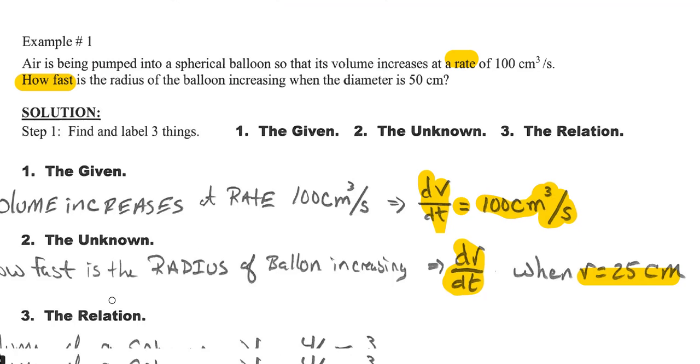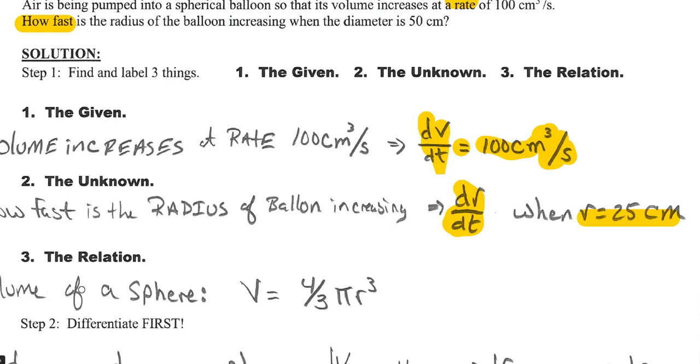Now the relation. In this case, we are talking about a spherical balloon. The equation for the volume of a sphere is volume equals 4/3 pi r cubed.